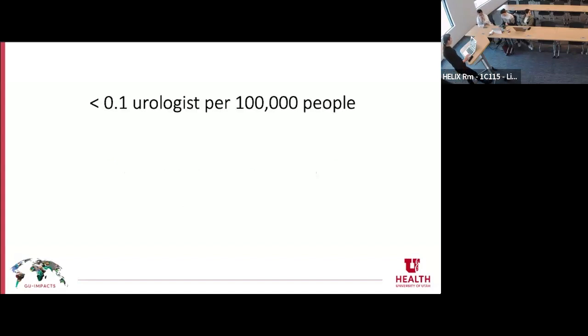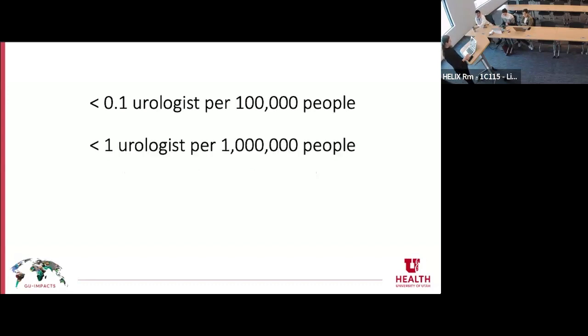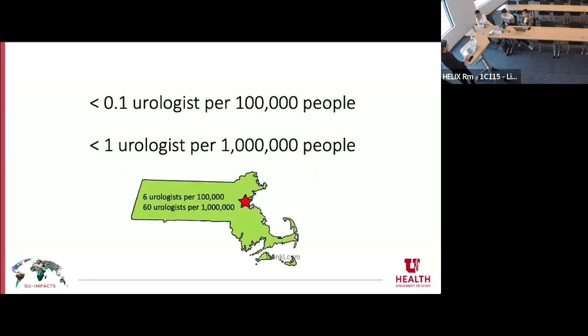All right. So what does that equate to? Less than 0.1 urologists per 100,000 people, or less than 1 urologist for every 1 million people. Sort of equating that to what you see in the similar sized landmass of Massachusetts, there's about 6 urologists for every 100,000, or 60 urologists per 1 million.